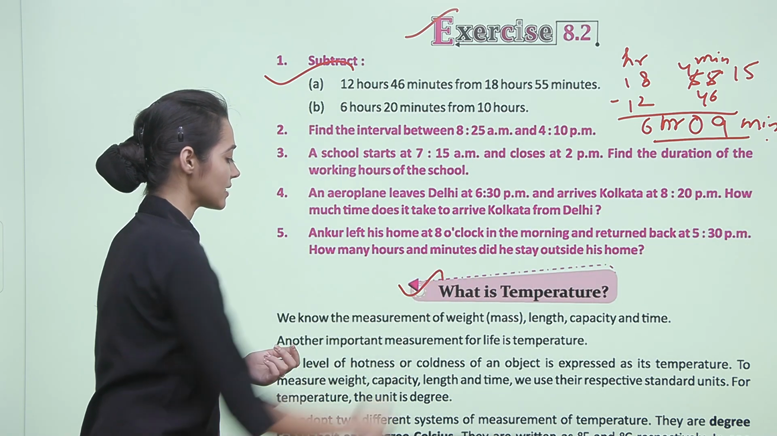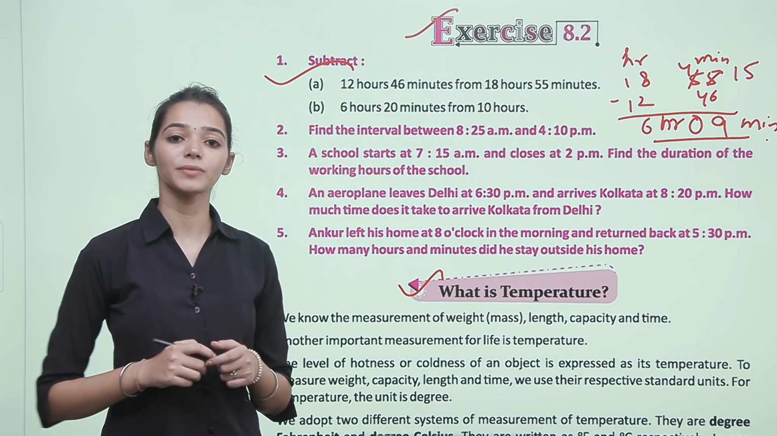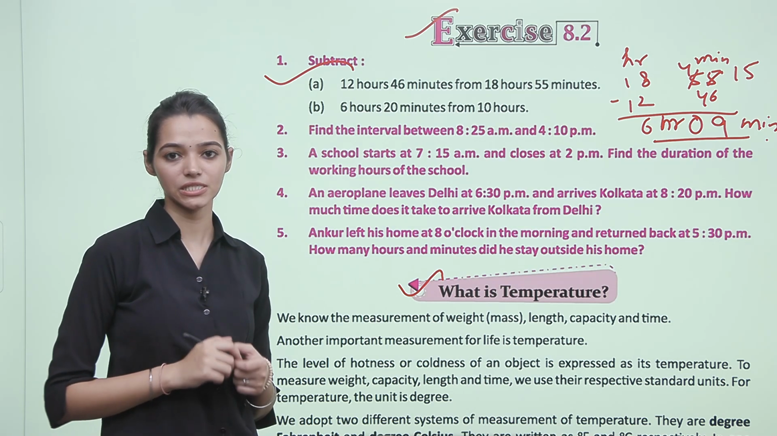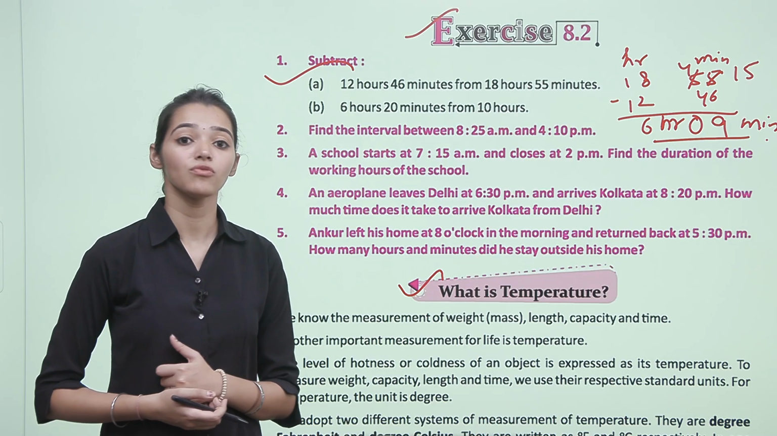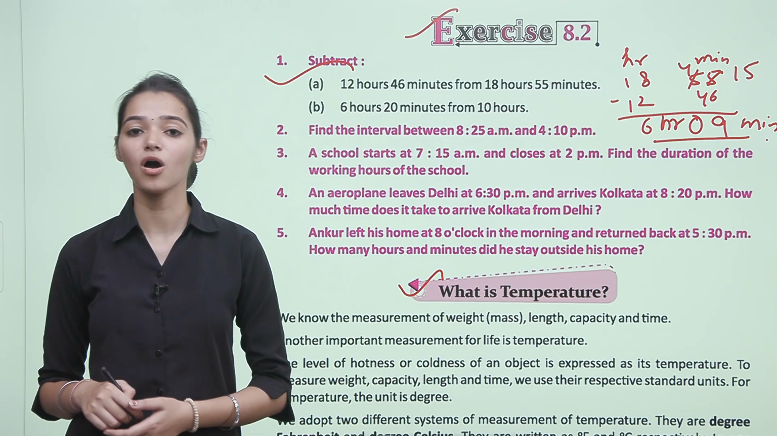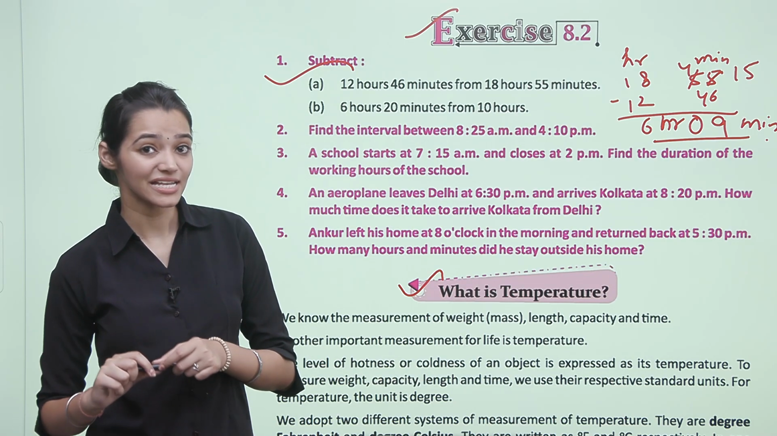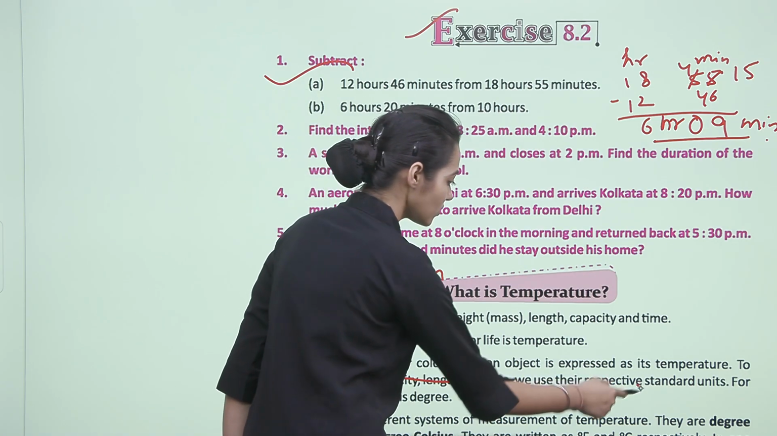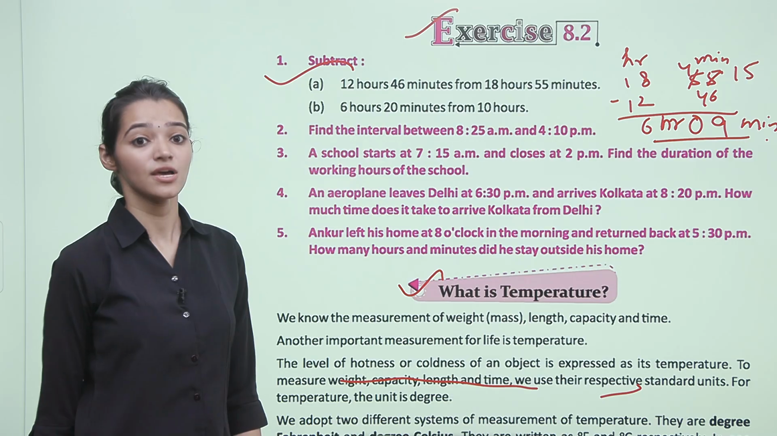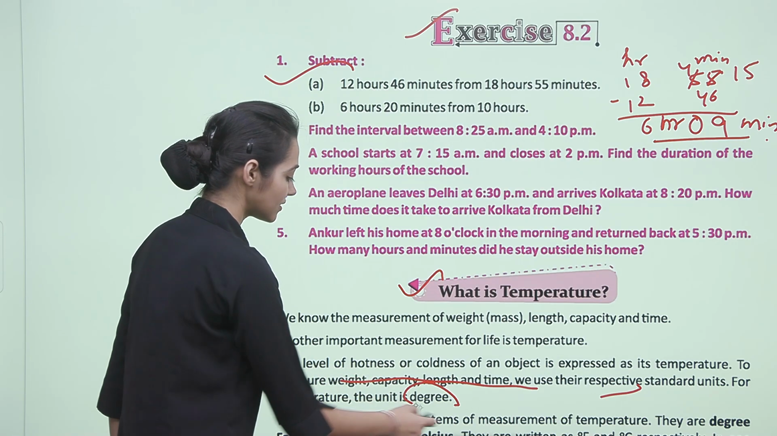Now let's start with what is temperature. Now we know the measurement of weight, mass, capacity and time. Another important measurement for life is temperature. The level of hotness or coldness of an object is expressed as its temperature. Now to measure weight, capacity, length and time, we use their respective standard units. For temperature, the unit is degree.